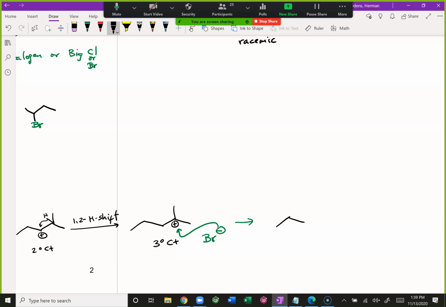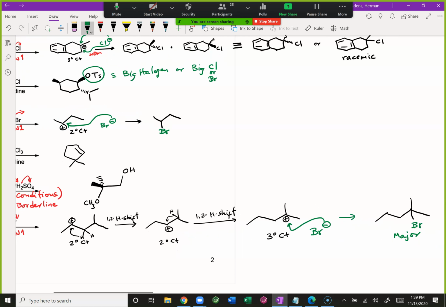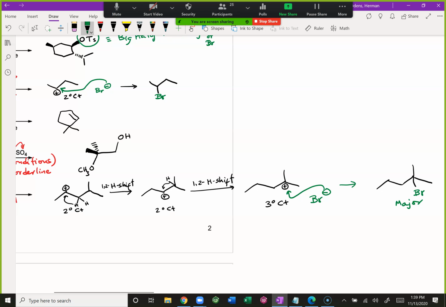Or not the final product. I should not say that. I would say the major product. Major. What are other products that we can form that are minor? So, wherever the carbocation is, put a bromine there. Yeah.